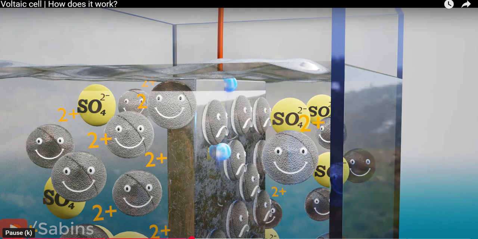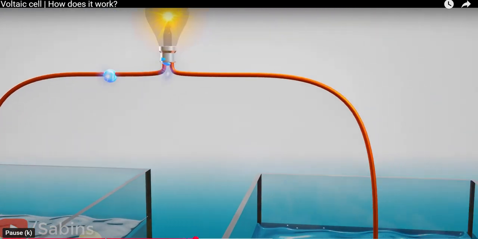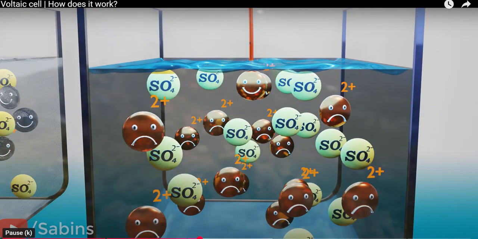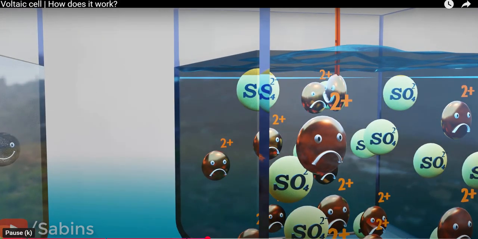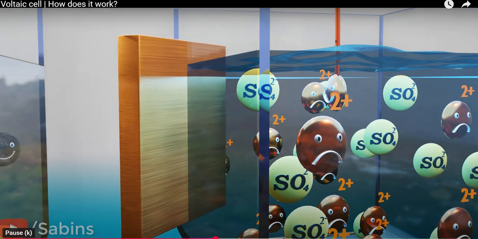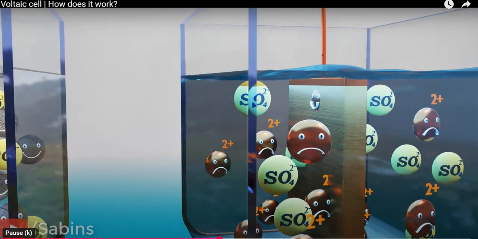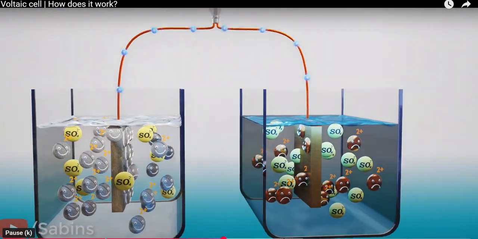Now the electrons flow through the circuit, generating electricity, and the copper ions receive them. Once received, the copper ions become atoms. To accommodate these new atoms, we need a copper metal bar. This unique arrangement will produce a voltage and electron flow.